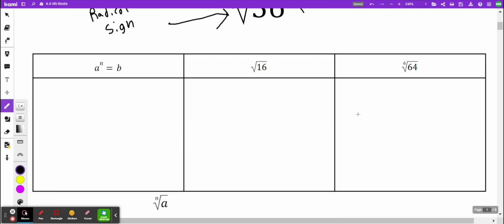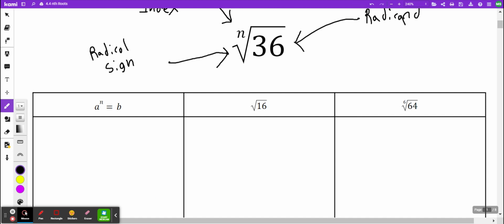So if we have two numbers, any two real numbers, a and b, and any positive number n right here, then a to the nth is equal to b. And this is true. Then a is an nth root of b. Well, let's prove it.